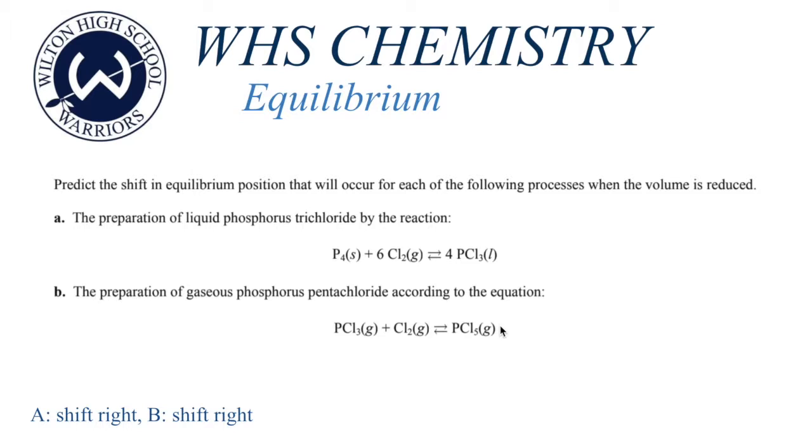For B, the preparation of gaseous phosphorus pentachloride according to the equation. In this case, if pressure is increased, it's going to also go to the side with fewer moles of gas, which is the right side, because there's 1 mole of gas here as opposed to the 2 moles of gas here that are combined from the reactants.